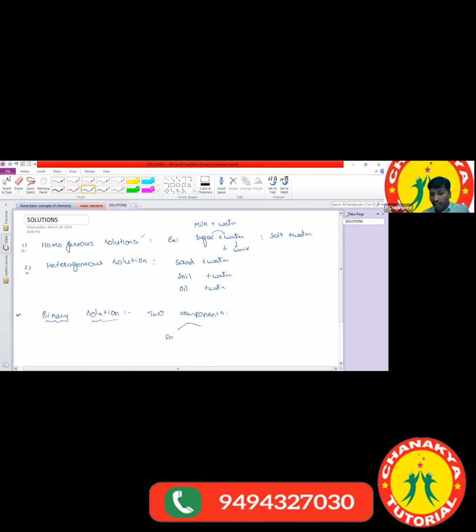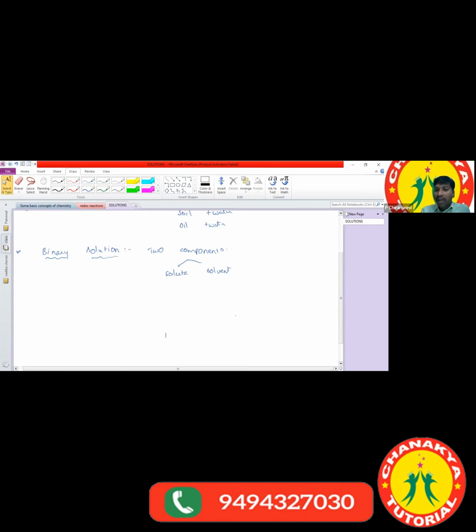What are the two components? One is solute, another one is solvent. In this, what is meant by the solute?